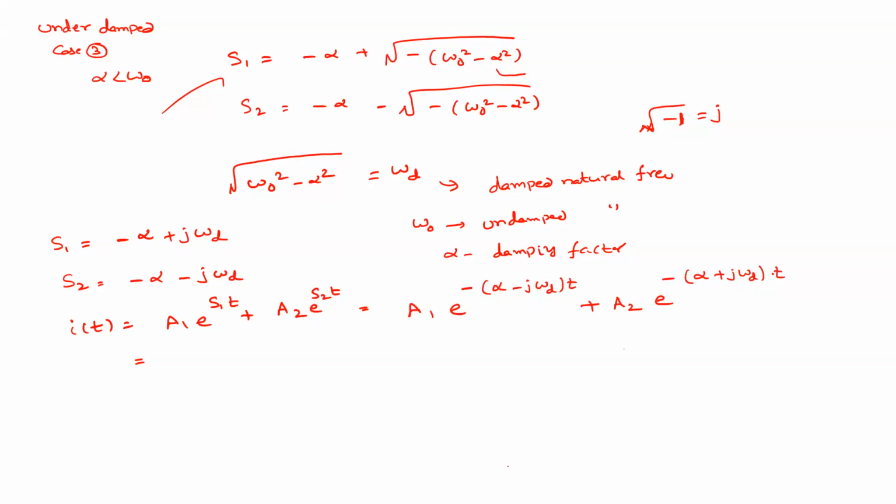If you rearrange this, you can take out e to the power of minus alpha t. So this will be equal to e to the power of minus alpha t times a1 into e to the power of j omega d t, plus a2 into e to the power of minus j omega d t. Just check it out.